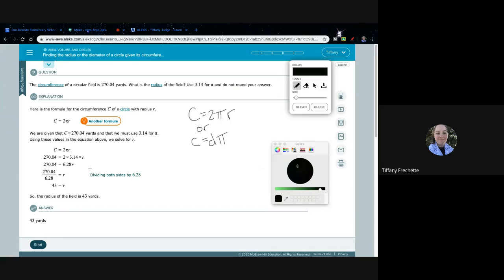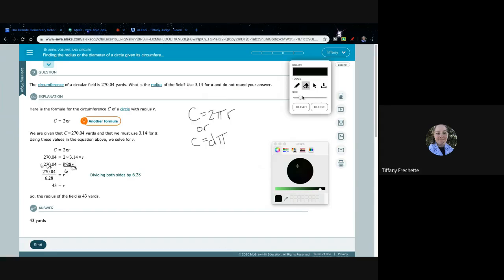And then we just plug this in. So they have 270.04 equals 2 times 3.14 instead of pi times r. We don't know r. That's what we're trying to find out. So they multiply 2 times 3.14. They're not showing you, but they're dividing by 6.28 on both sides here. These cancel. That's why r drops down. And then they have the 6.28 on the bottom. And then when they divide, they get 43 equals r. And remember, we're not rounding anything.